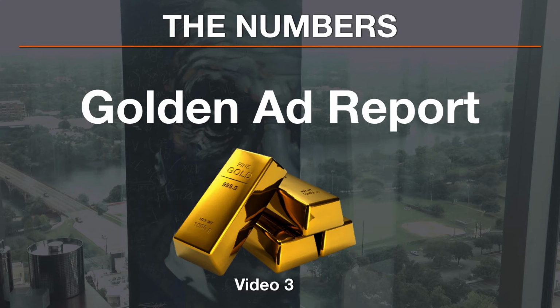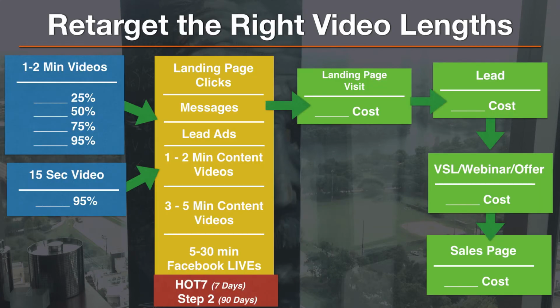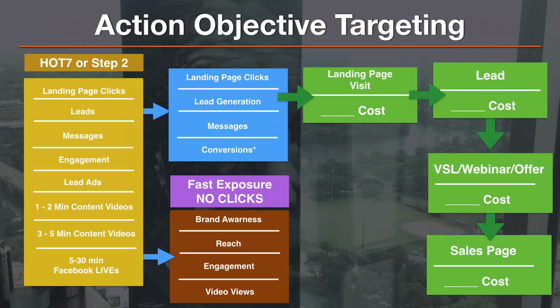Now we're into video 3 of the Golden Ad Report. Well, essentially, now that you understand the concept, which I know that many of you already did, but here's the visual concept of taking these video views or top of funnel, running into a mid funnel, which is a hot 7 or a step 2, and then of course testing that between the landing page, lead, VSL, sales page, or whatever you have. Maybe it's just strictly e-commerce.